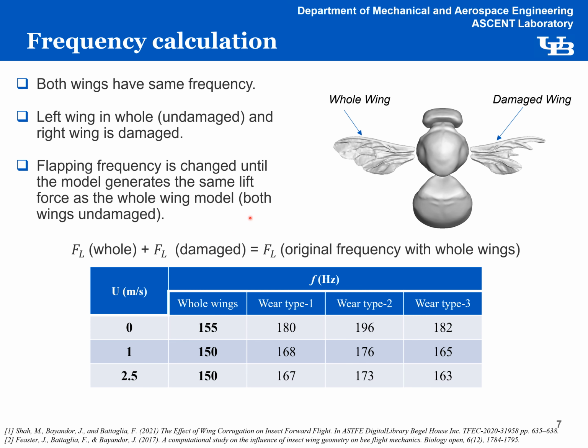Now, this trial and error process was done until the forces were within plus or minus 3% of error with the original model. The modified frequency for each model is shown at the bottom. It is to note that both wings operated at the same frequency during this trial and error, and the right wing was always the one which was damaged. As shown, wing wear type 2, with the highest wear magnitude of 29%, shows the higher frequency, whereas type 1 and type 3 were lower than type 2 in terms of frequency.